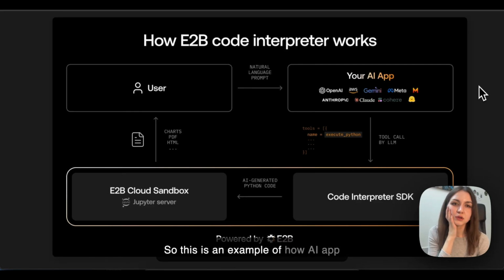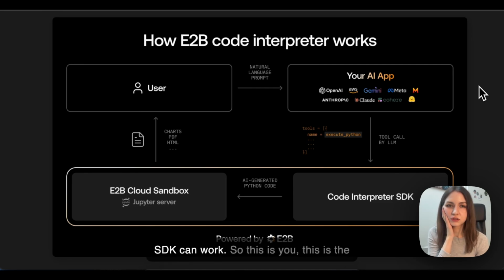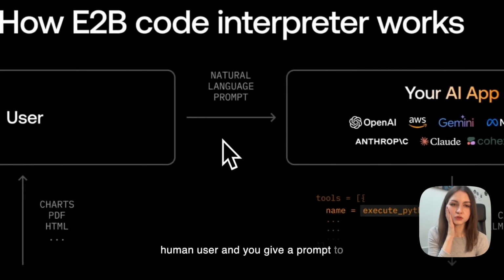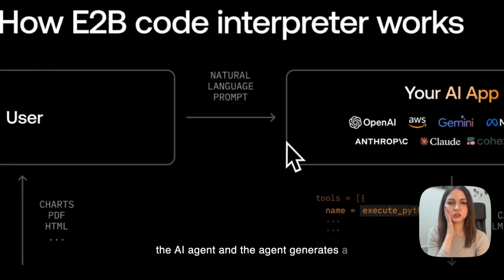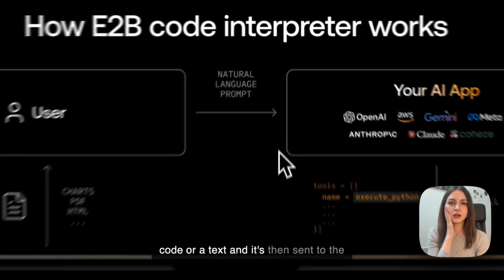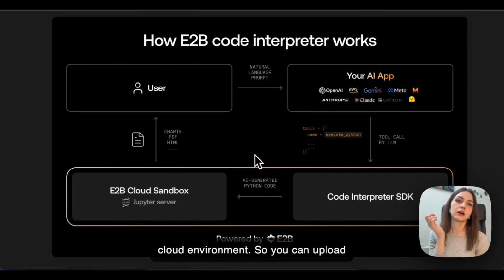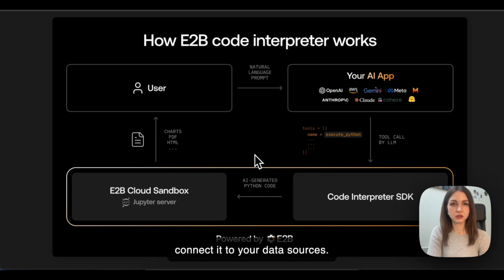So this is an example of how an AI app powered by the E2B Code Interpreter SDK can work. This is you, the human user, and you give a prompt to the AI agent, and the agent generates code or text, and it's then sent to the sandbox to be securely executed in the cloud environment. So you can upload files there, you can download files, you can access the internet, or you can connect it to your data sources, basically a lot of things, and everything is described in the E2B docs, so check it out.